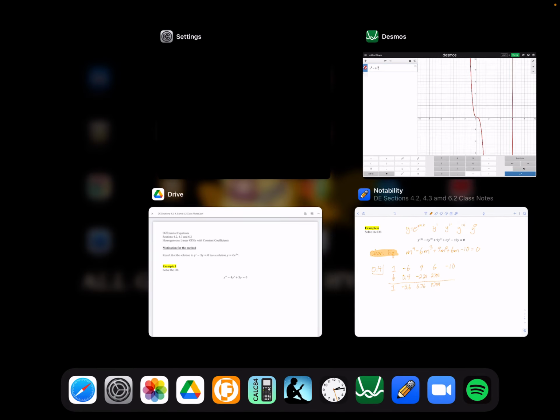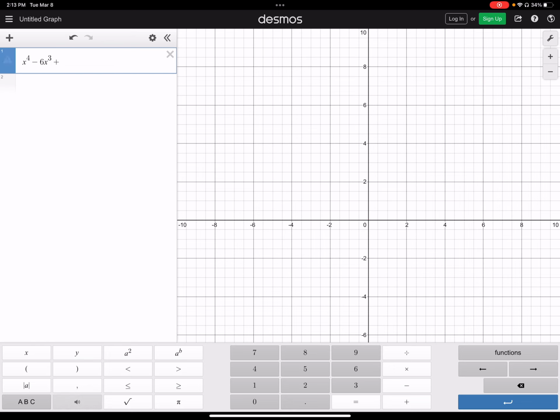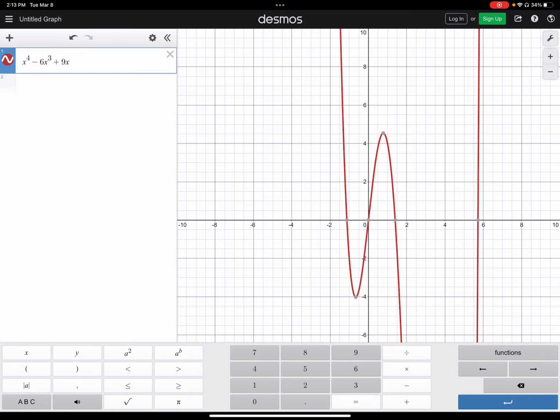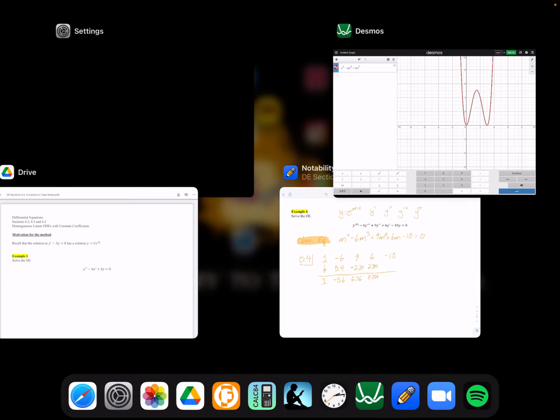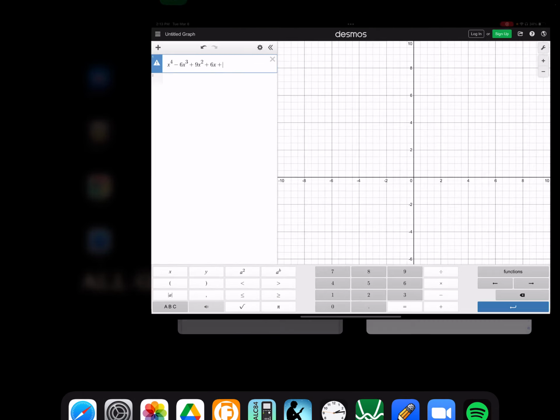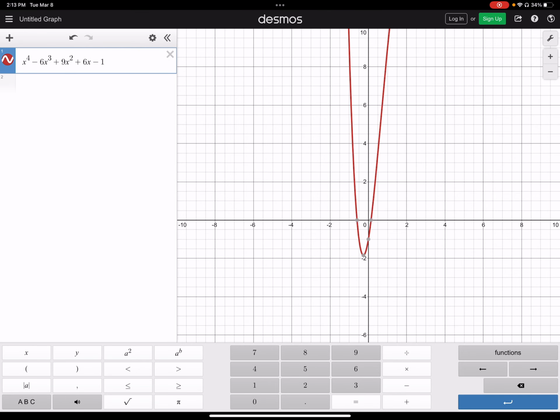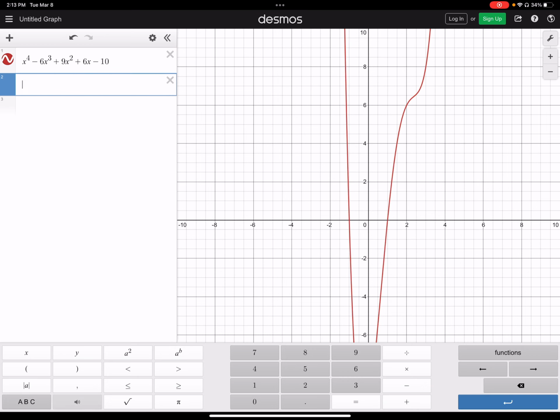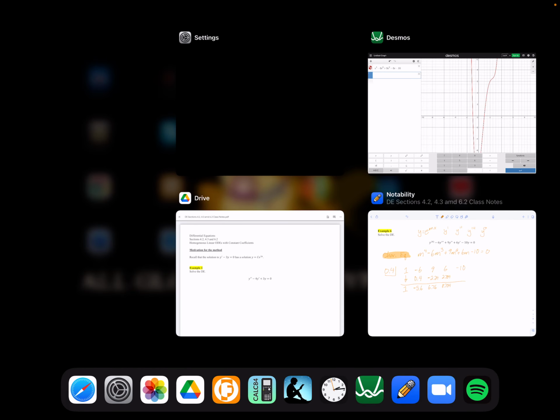Going back to the end of my equation there. Okay, 9m squared. I don't know why it keeps not picking up my 9x squared. 6m. And then I think it's minus 10. I think I plugged it in wrong the last time. Let me double check that that's right. I got x to the fourth minus 6x to the third plus 9x squared plus 6x minus 10.